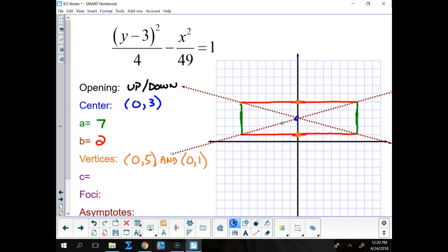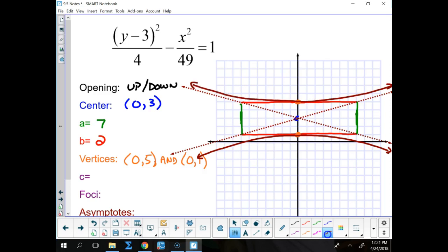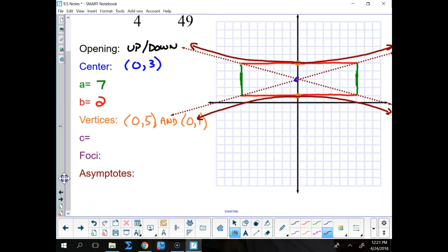Asymptotes, right? So there is my actual hyperbola. In terms of said asymptotes, do we luck out? Why did we luck out?